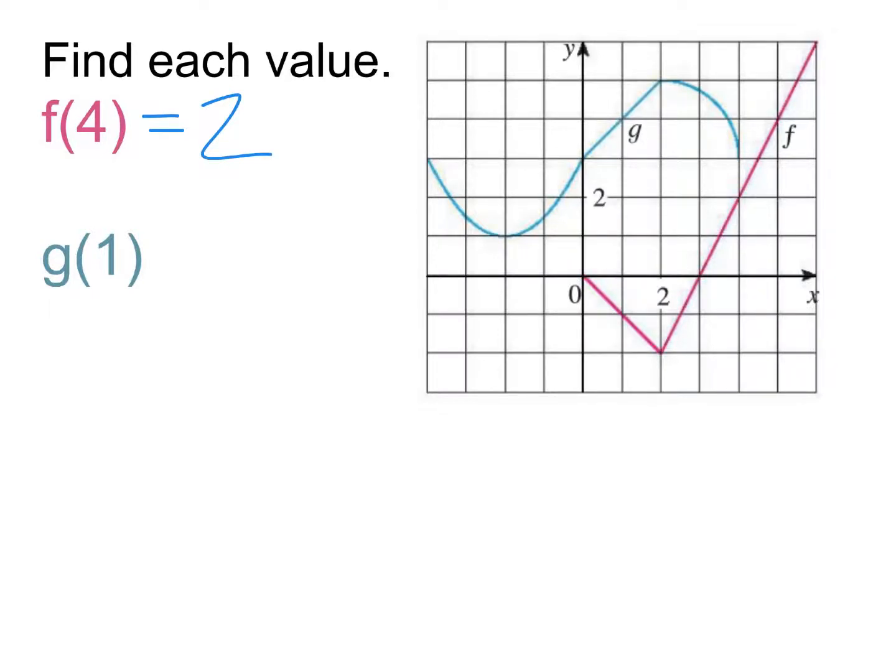Now, having seen that one, we can now go on and take a look at the second one. We're looking for g of 1. Now, first of all, notice if we're asking about g, that means it's this graph up here. What is 1? Is that the x-coordinate or the y-coordinate? X-coordinate. So if I go over 1, how high up is g? What's my y-coordinate on g? 4. And so g of 1 then equals 4.